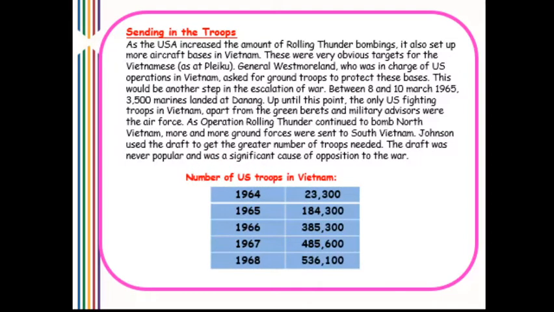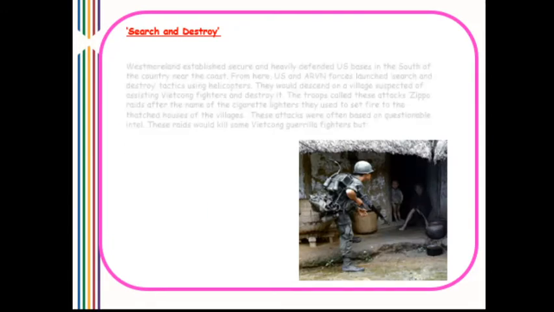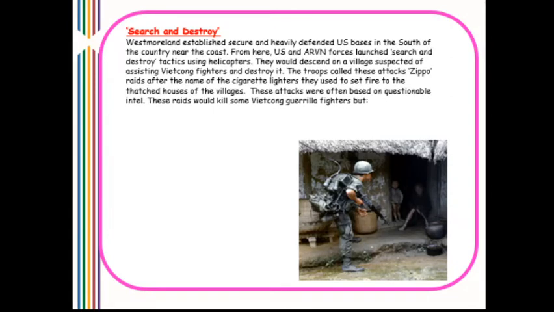So here you can see the number of US troops in Vietnam. There's a huge significant increase between 1964 and 1965, and then by 1968 there's over 500,000 troops in Vietnam. So another method used by the US was search and destroy. Westmoreland established secure and heavily defended US bases in the south of the country near the coast. From here, US and armed forces launched what were called search and destroy tactics using helicopters. They would descend on a village suspected of assisting Viet Cong fighters and destroy it.